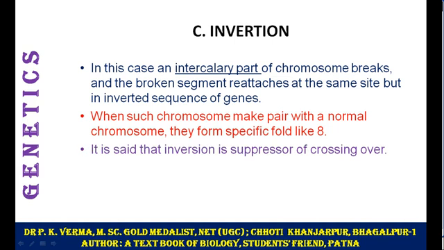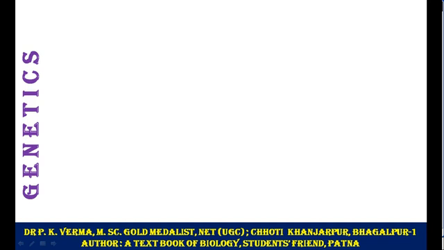It is said that inversion is a suppressor of crossing over because the crossover products are not formed. In fact, crossing over occurs in this case, but the crossover products do not survive, and therefore it is said that crossing over is suppressed. So the statement is partially correct.